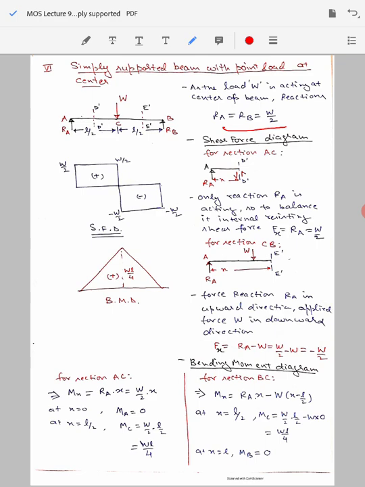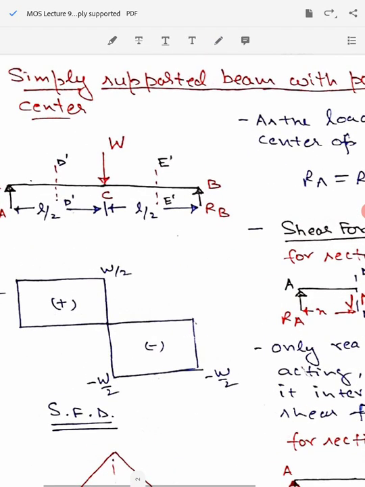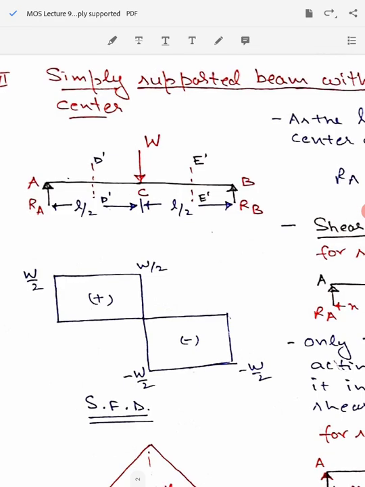Now once we have obtained the reactions at points A and B, which are equal to W by 2, let's draw the shear force diagram. For drawing the shear force diagram, let's assume the beam to be cut somewhere in the middle of the beam. Like you see here, the beam is assumed to be cut between C and B. So let's say it is cut at some section E dash E dash.